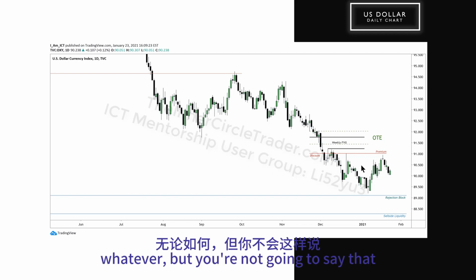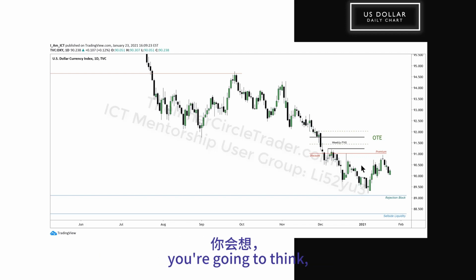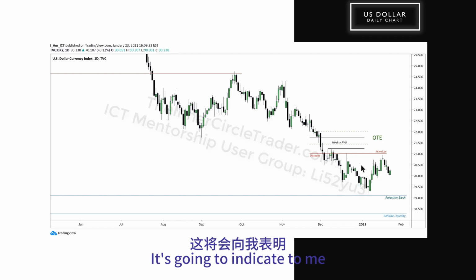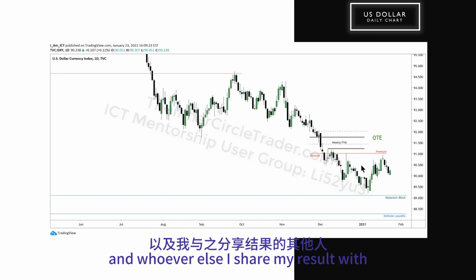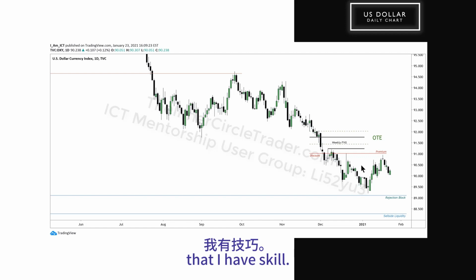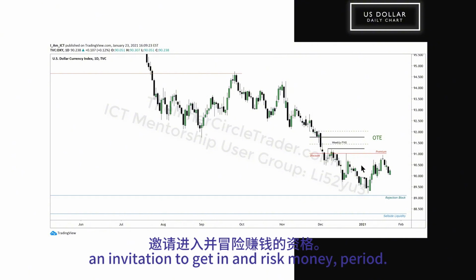But you're not going to say that as you do the execution. You're going to think, what if I'm right? This is going to be so good. It's going to indicate to me and whoever else I share my result with that I have skill. And it's nothing here that warrants an invitation to get in and risk money, period.